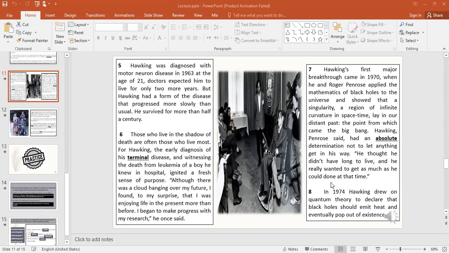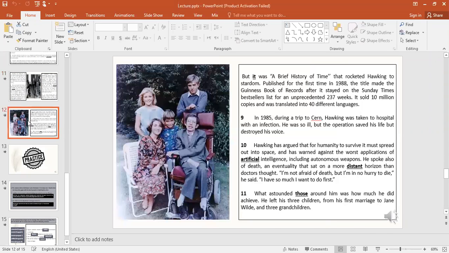Pay attention to the dates because there is an exercise in the worksheet that is related to the dates. You have to fill in the flow chart. Okay, so these are very important. The dates are very important. Let's continue. Yes, Adnan, continue, please.